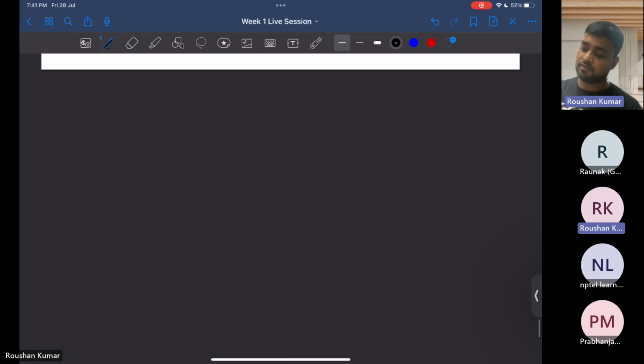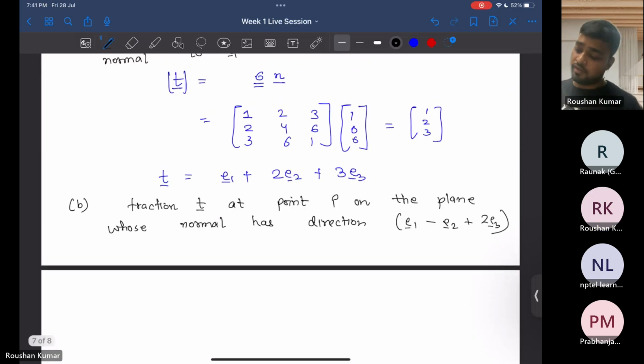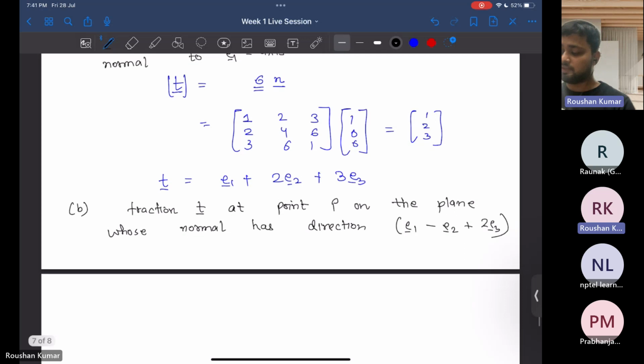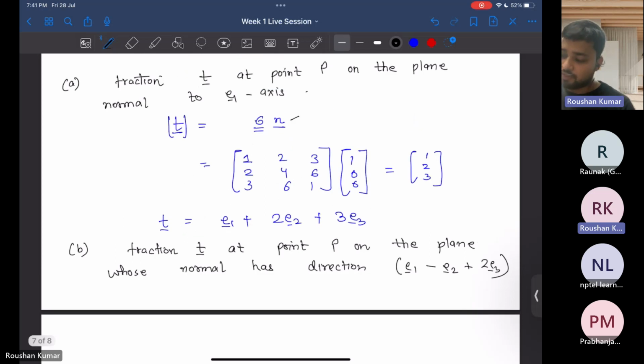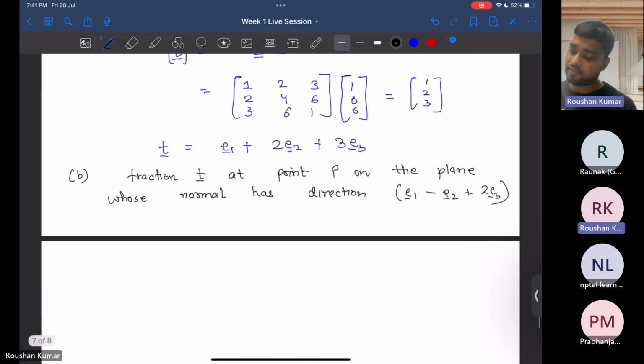So this is a question where we have to find the traction T at point P on the plane whose normal has direction E1 minus E2 plus 2E3. Okay. So here I would like to mention one thing, that the n is the unit normal vector. This is not just a normal vector, this is a unit normal vector. And here it is mentioned that the normal has the direction E1 minus E2 plus 2E3. So to find the traction vector T, first we have to find the unit normal vector of that plane.